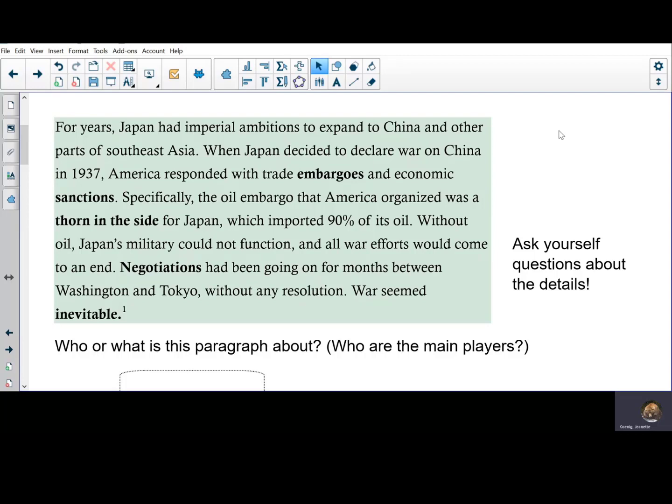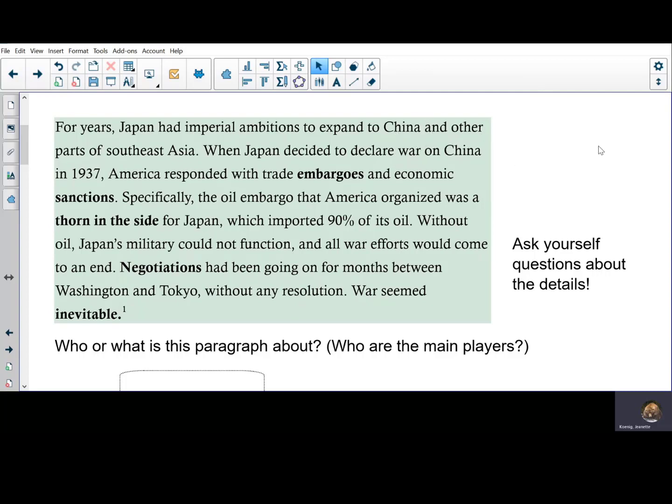Okay, let's see. What else? We have negotiations had been going on for months. Negotiations are just formal talks between the countries' governments. All right, we've got this long paragraph, and there's a lot to sort through. Let's sift through the details and try to see what questions we can answer. The first question I want to look at is who. Who are the main players in this paragraph?